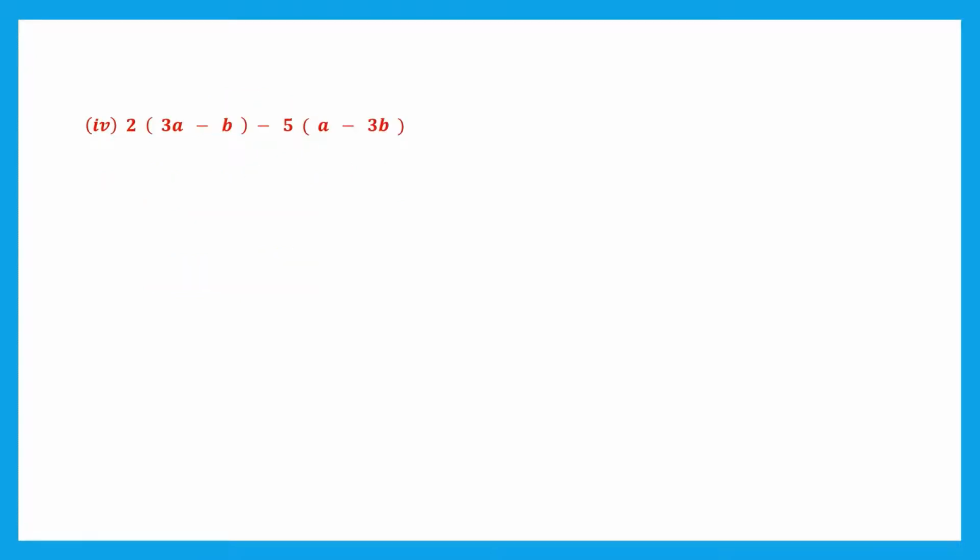Question 4. So here we're going to open brackets. Let's see what's within brackets. I have 3a minus b, which will remain the same because they are unlike terms. a minus 3b will remain the same because they are unlike terms. So let's start working out. Now before the bracket, there is no sign. It's understood it is multiplication. Now I have to multiply with each term inside the bracket. 2 into 3a. 2 3's are 6a.